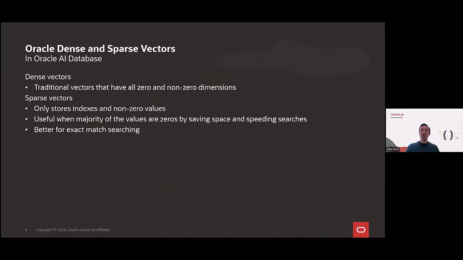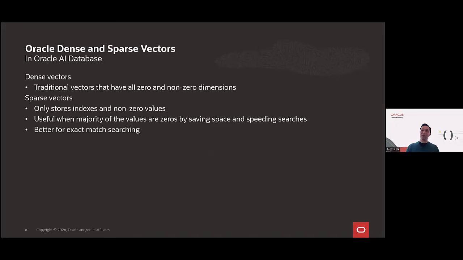Dense vectors are your traditional vectors. Traditional is in the sense that this technology is only a few years old. Or actually it's older than that, but where it's become more mainstream, it's only a few years old. So these are your traditional vectors. It just stores all your data as zero and non-zero dimensions.